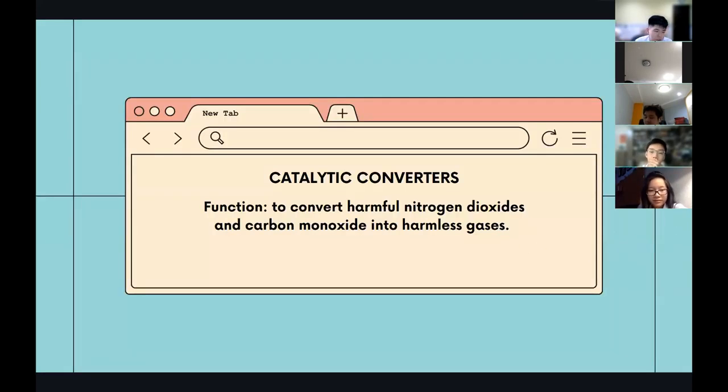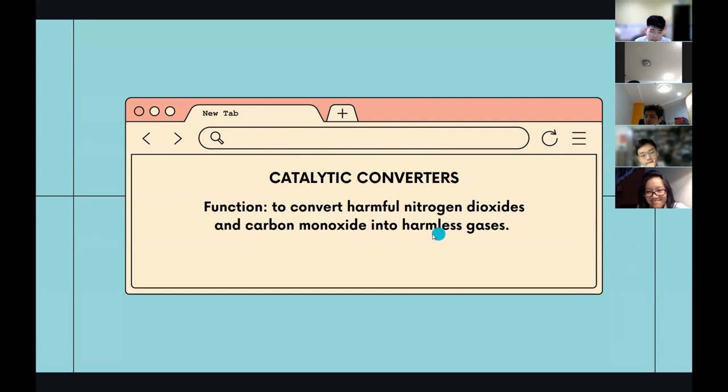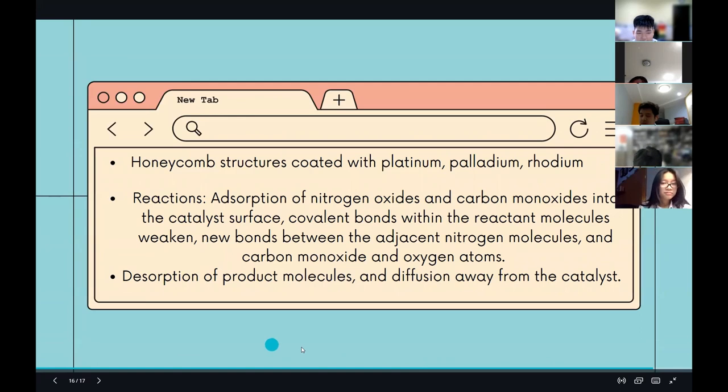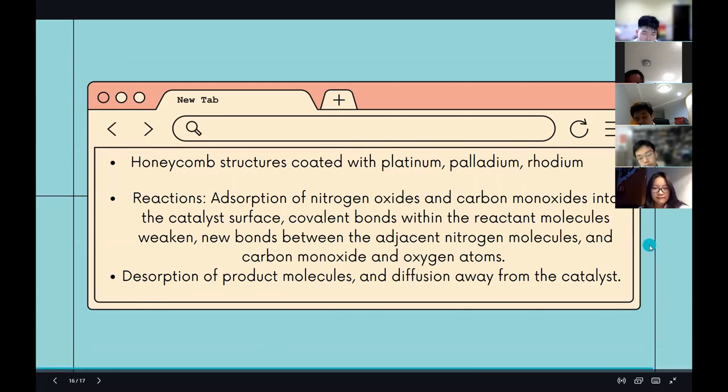Another example we're going to be using for heterogeneous catalysts is catalytic converters. Their primary function is to convert harmful nitrogen oxides and carbon monoxide into harmless gases. The catalytic converter has honeycomb structures that are coated with platinum, palladium, and rhodium. The reactions inside consist of the adsorption of nitrogen oxides and carbon monoxide onto the catalyst surface. Then the covalent bonds within the reactant molecules will weaken. This causes new bonds between the adjacent nitrogen atoms, and between carbon monoxide and oxygen atoms, to form. This will form nitrogen gas and carbon dioxide. Following that is the desorption of the product molecules, and then they will diffuse away from the catalyst.